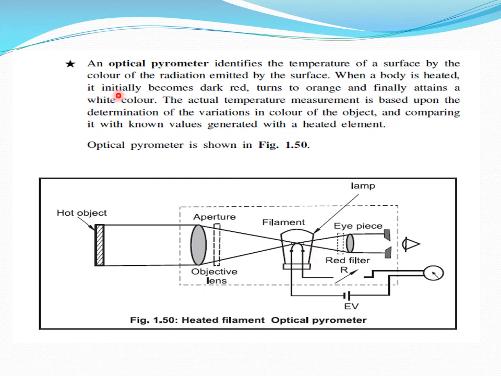When a body is heated, it initially becomes darker, turns orange, and finally attains a white color. The actual temperature measurement is based upon determining the variation in the color of the object. So this is schematically represented: the object to be measured, which you are watching through an eyepiece. In the filament, a light is on and you are observing it. What is the color change happening to the object? Accordingly you can decide what temperature variation is happening. This is called the optical pyrometer.